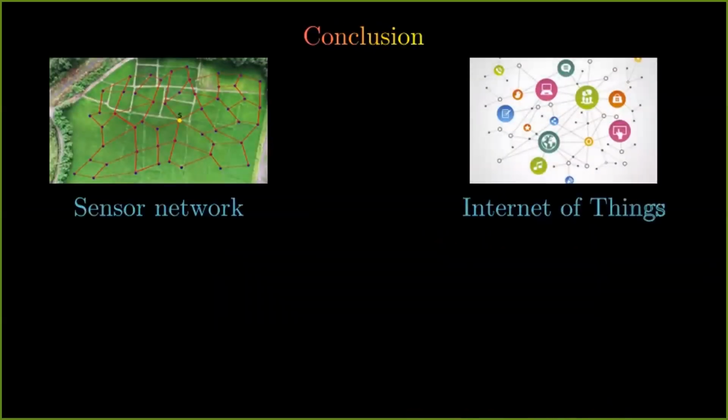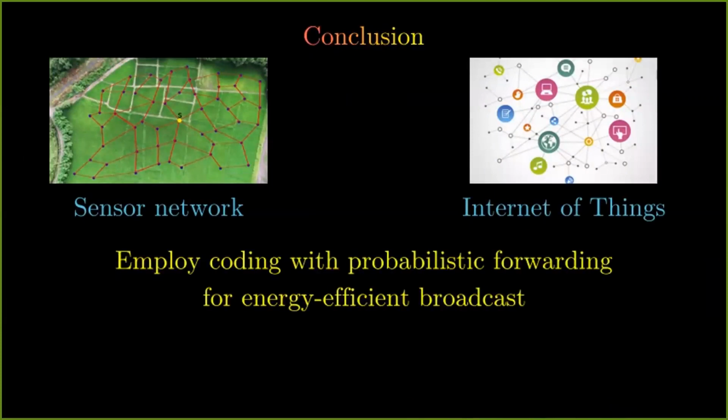In conclusion, the examples that we had in the beginning form dense networks, and hence employing coding with probabilistic forwarding gives us significant energy benefits.